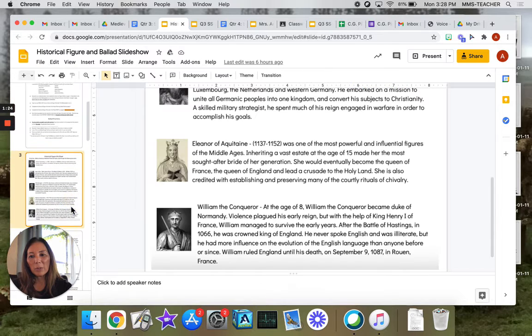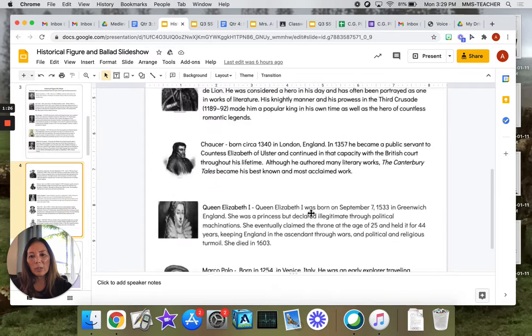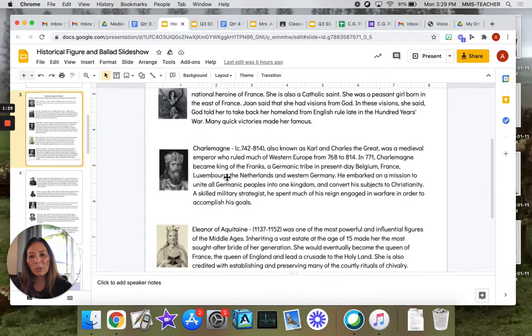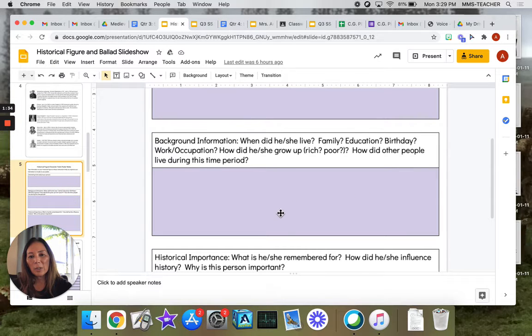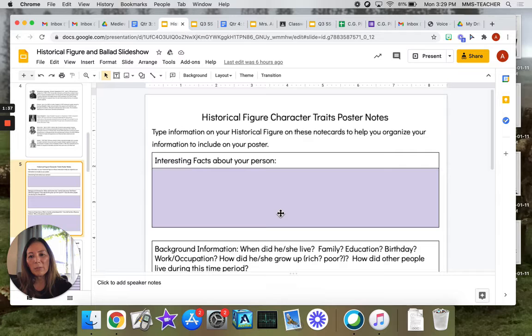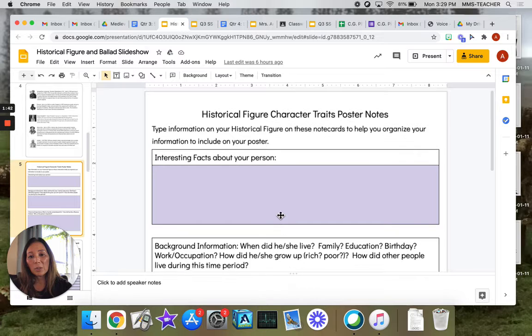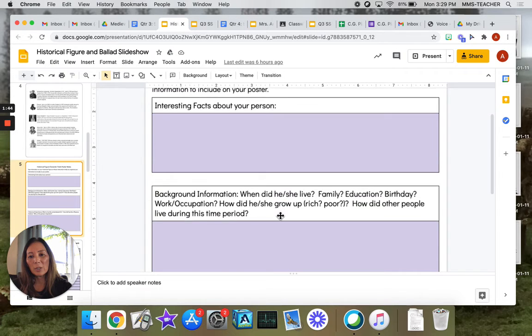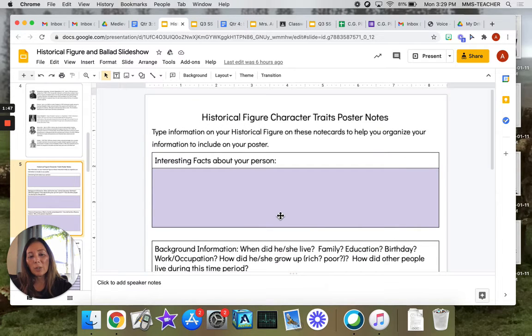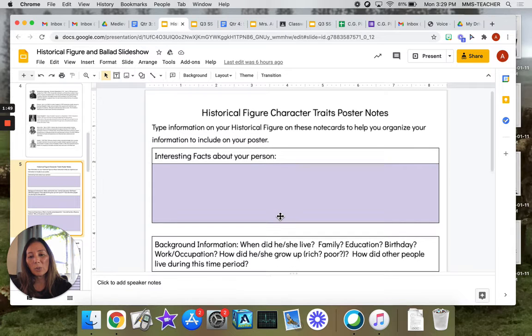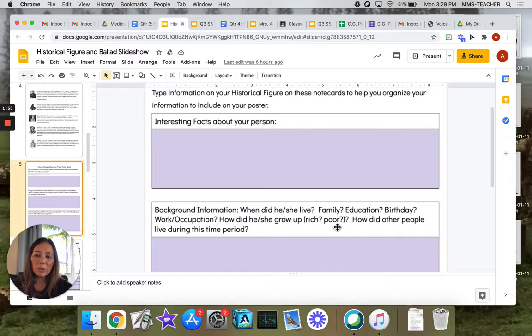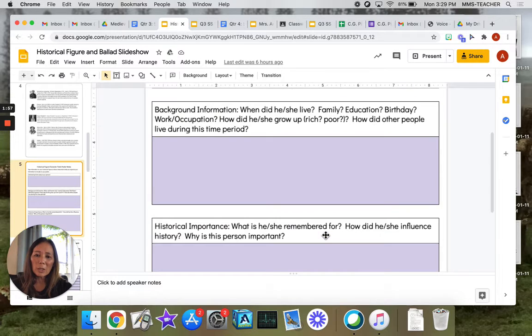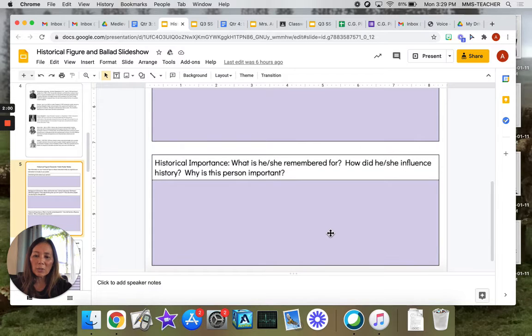So slides 3 and 4, these are your historical figures that you can choose from. And I'll come back to this in just a bit. Let me just show you the rest of the slideshow. Slide 5 is your character traits poster notes. So you'll be spending a few days taking notes on the historical figure that you choose for this portfolio. You'll be looking for interesting facts about your person, background information, and their historical significance or importance.